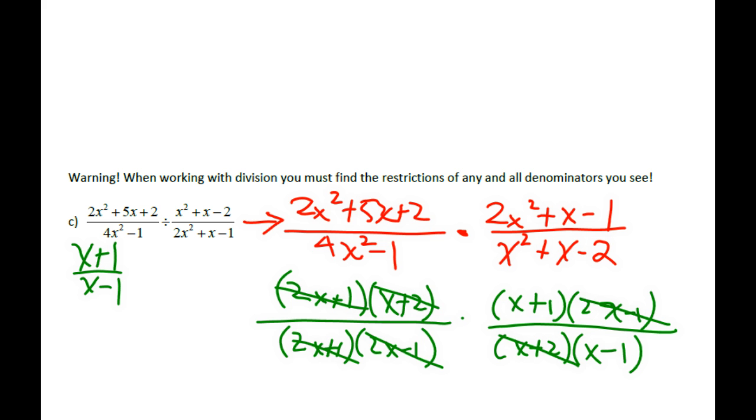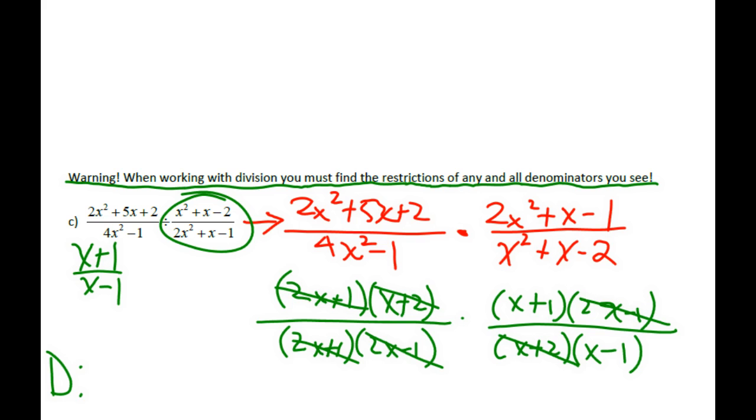Now, I've got to find the domain. On this one, you've got to be careful. Folks, take a look at this sentence above this problem. Warning: when you're working with a division problem, you must include the restrictions of the denominators before you flip that fraction as well. So you're going to have to do both restrictions. The unflipped fraction here, and then the flipped fraction here.